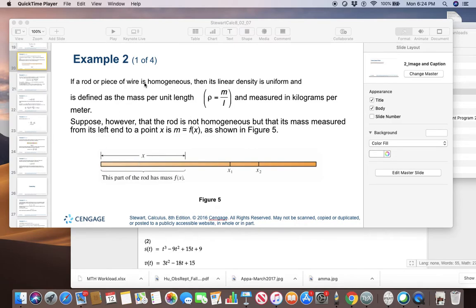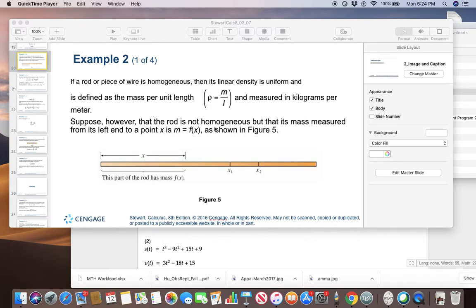So you see, homogeneous rod or piece of wire means what? Uniform width. Okay. Then its linear density. Density, as the name suggests, is mass over length. Total mass over length. That's what density is. It is measured in kilograms per meter.